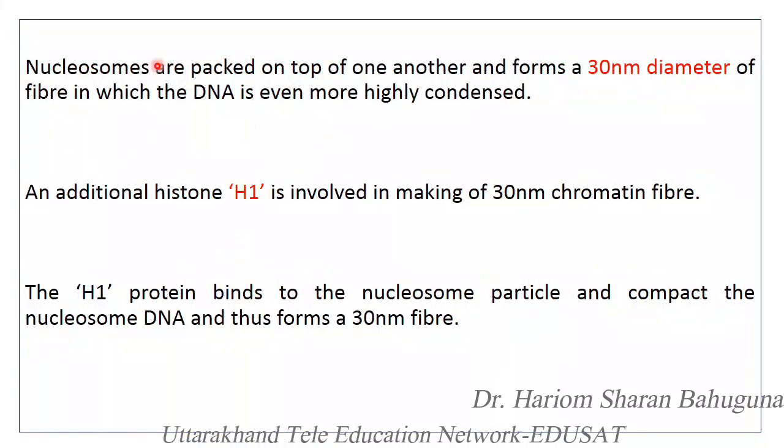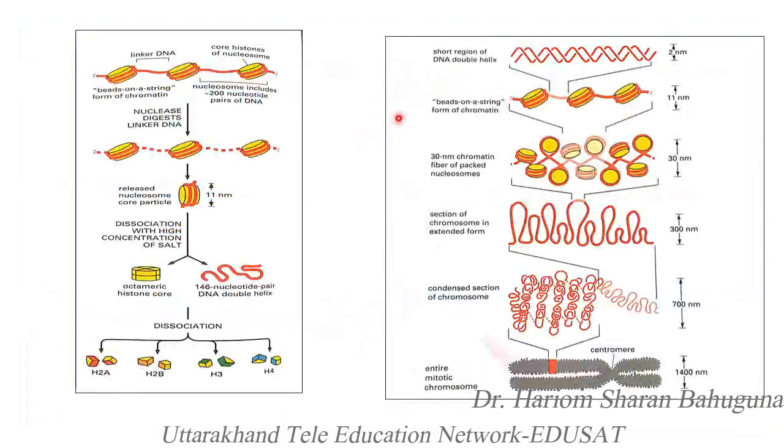The nucleosome core particle, which is only 11 nanometers in diameter, folds one over another and develops into a 30 nanometer diameter fiber, and an additional histone H1 protein is used in making the 30 nm chromatin fiber. The histone H1 protein binds the nucleosome particles and compacts them, and thus forms a 30 nanometer fiber. From these two figures, it will be easy to understand what we have just discussed.